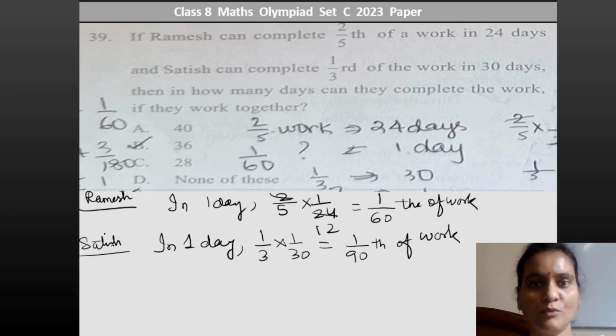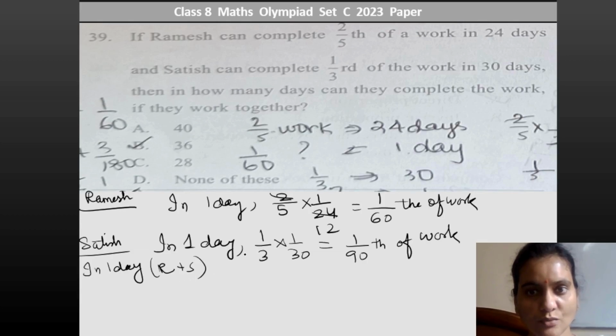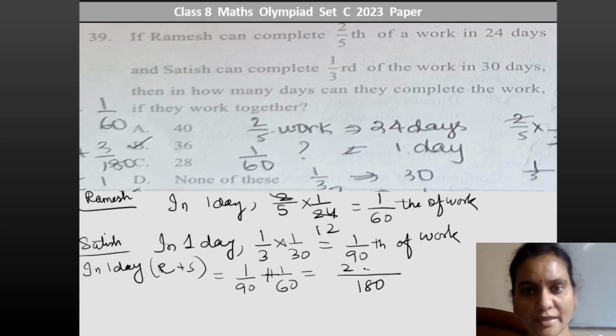So in one day, both Ramesh and Satish, how much can they complete? Ramesh plus Satish, how much work can they do? 1/90 plus 1/60. So 1/90 plus 1/60 is how much? If I try to find the reciprocal of this, it will be, I think, 180. So 180 divided by 90 is 2, so 2 into 1 is 2. Similarly, 180 divided by 60 is 3, 3 into 1 is 3 here. So it is 5/180. This is the amount of work both Ramesh and Satish can do in one day.